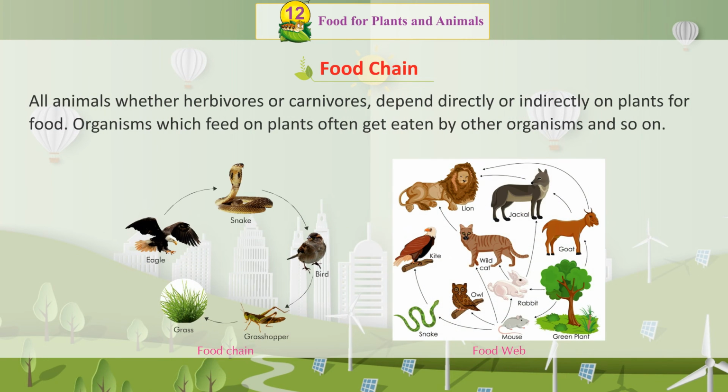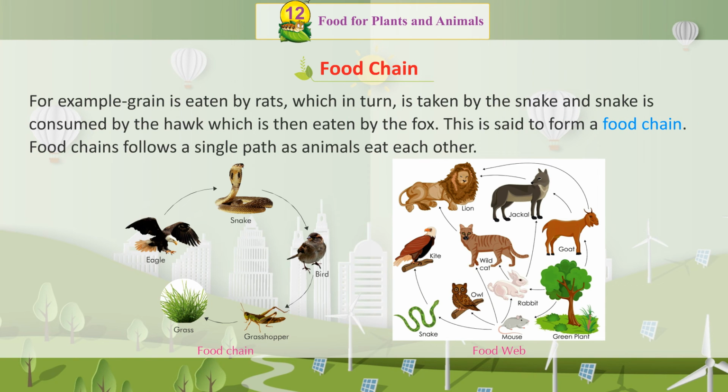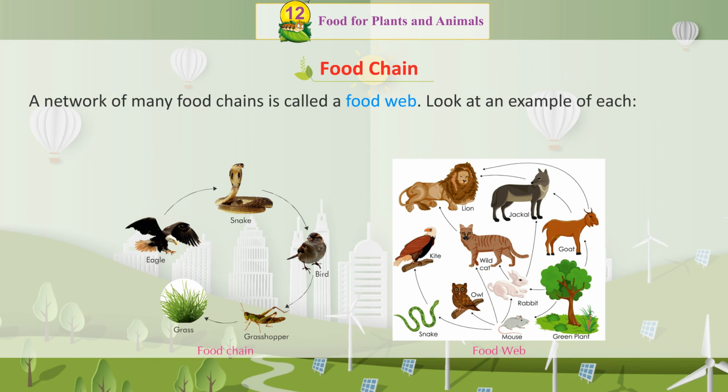Food chain. All animals, whether herbivores or carnivores, depend directly or indirectly on plants for food. Organisms which feed on plants often get eaten by other organisms and so on. For example, grain is eaten by rats, which in turn are taken by the snake, and snake is consumed by the hawk, which is then eaten by the fox. This is said to form a food chain. Food chains follow a single path as animals eat each other. A network of many food chains is called a food web. Look at an example of each.